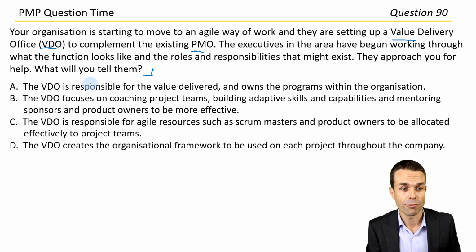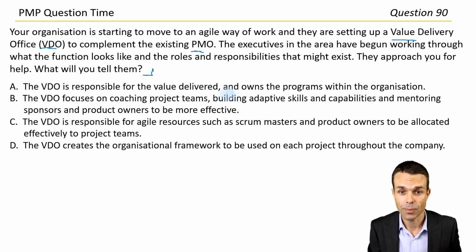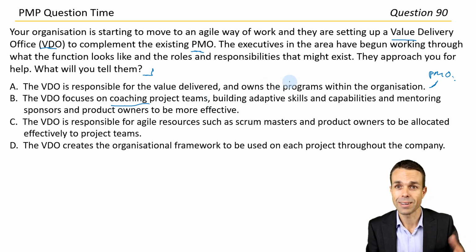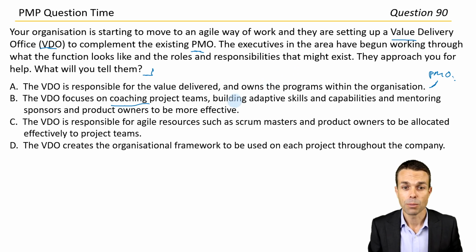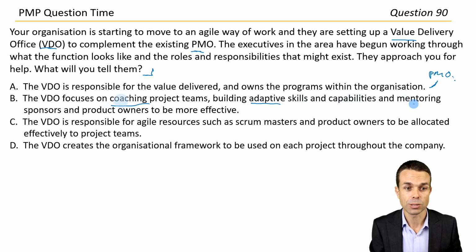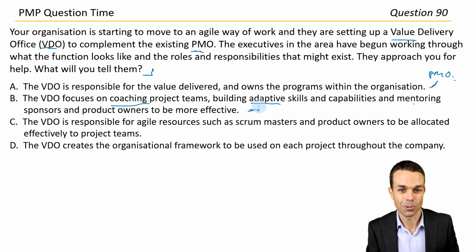What do they do? A VDO is responsible for the value delivered and owns the programs within the organization. I think that might be more the PMO. I'm not sure. I wonder if there's a better option here. The VDO focuses on coaching, that sounds promising, coaching project teams, because in agile or value delivery, we're more coaches, we're more about facilitation rather than directing, that sort of thing. Building adaptive skills, growing our teams' capabilities, and mentoring sponsors and product owners to be more effective. I think that's actually a really good answer, so we'll see what else we have.